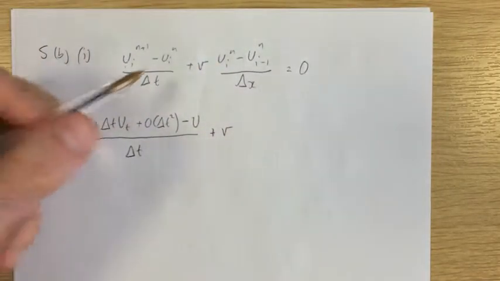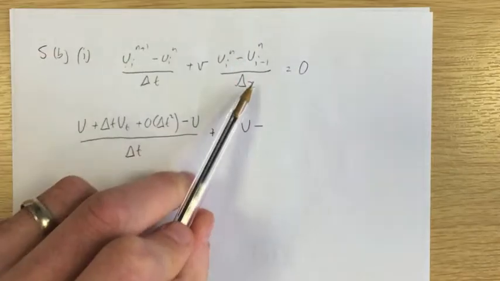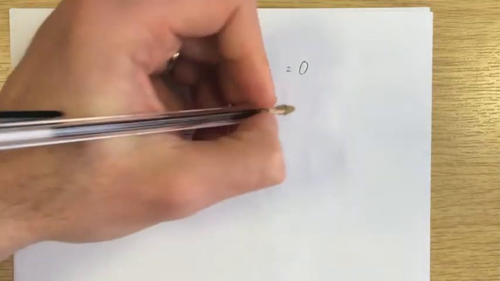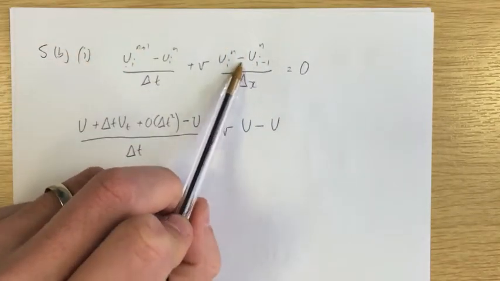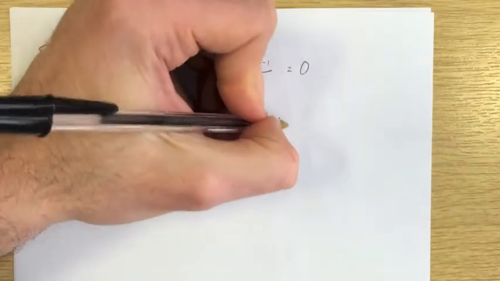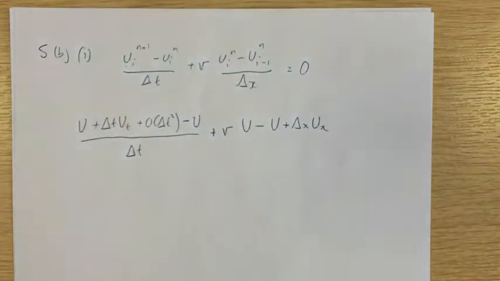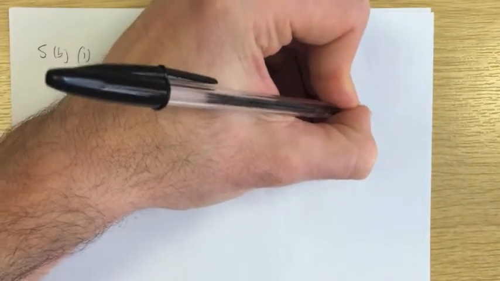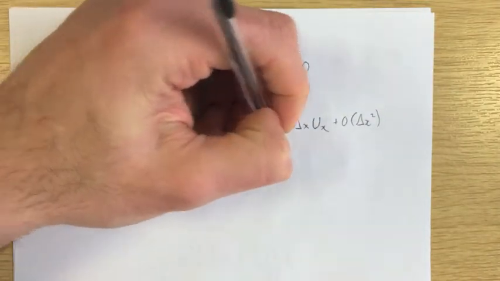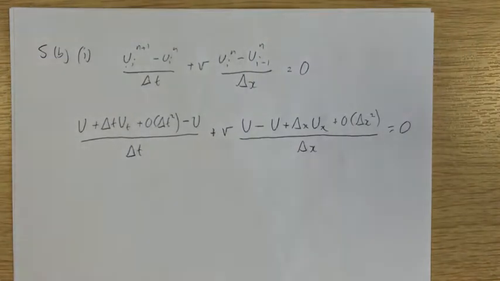Plus v. Okay, and we have u minus, and this time I'm going to use a backwards Taylor series expansion. So I'm going to have u. It would be minus delta x, but remember to multiply it by minus here, so it's u plus delta x ux. Okay, and it's going to have truncation error delta x squared. That's all over delta x equals 0.